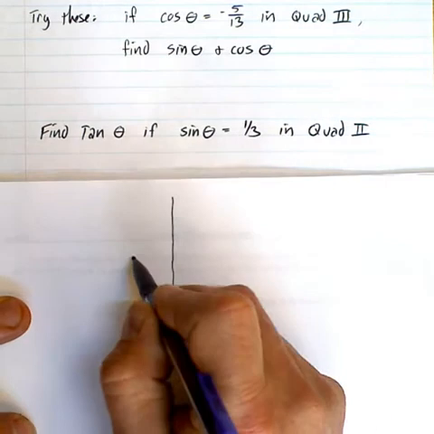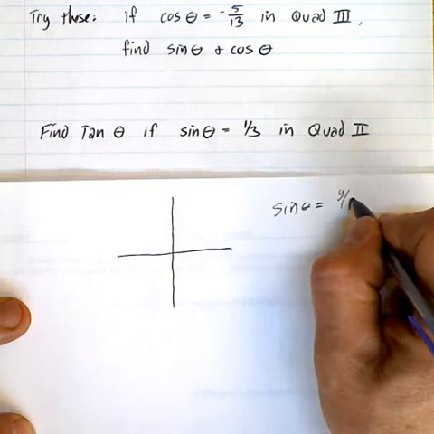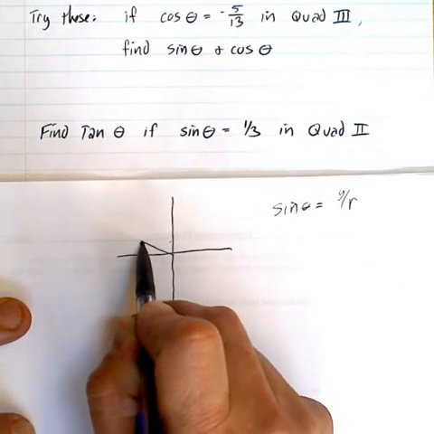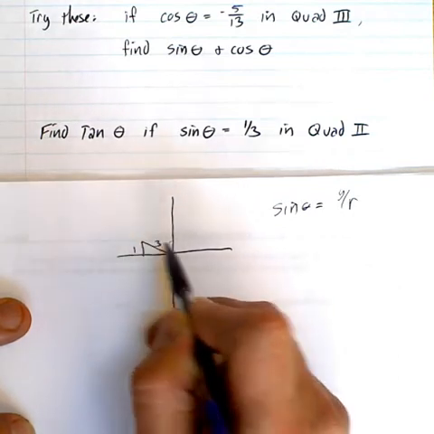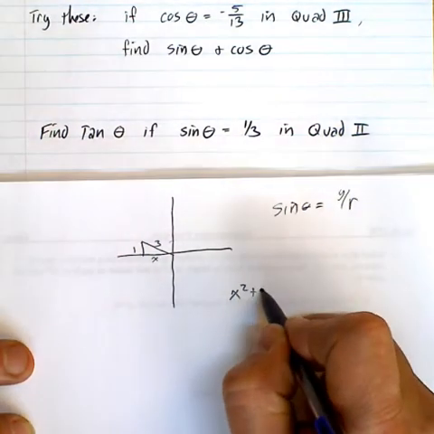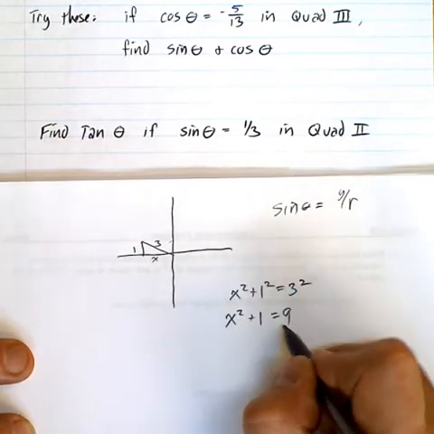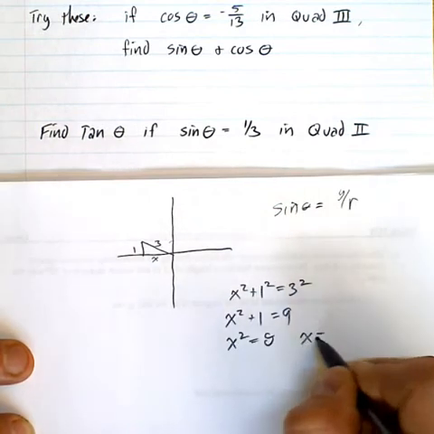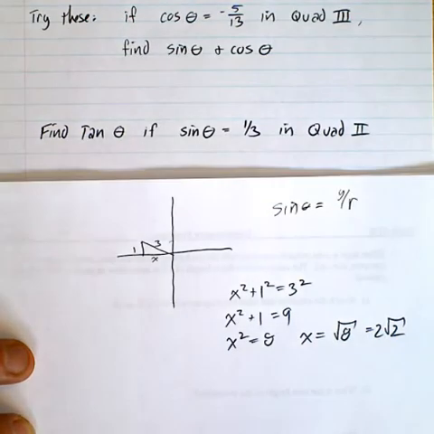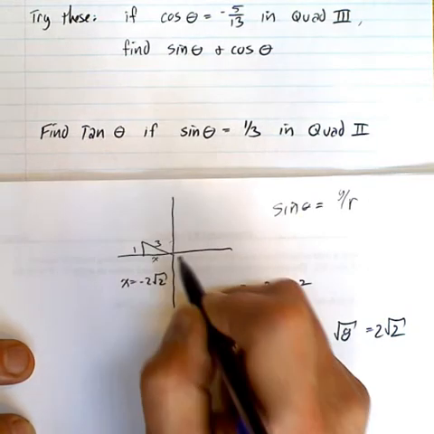So now we're looking at the second quadrant. Sine theta is y over r. So your y is 1 and your r is 3. So we'll go like this, where that's 1 and that's 3. And again, we're going to have to find this third side. So x squared plus 1 squared is 3 squared. X squared plus 1 is equal to 9. So x squared is equal to 8. So x is equal to root 8. Or if you remember how to simplify radicals, it's 2 root 2. So in this case, your x is equal to negative 2 root 2 because it's on the left side.